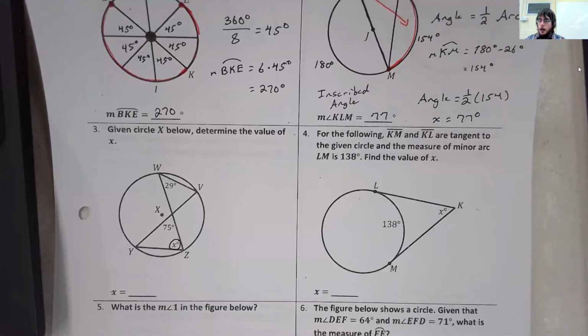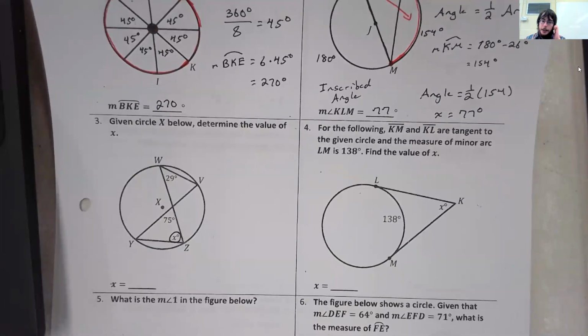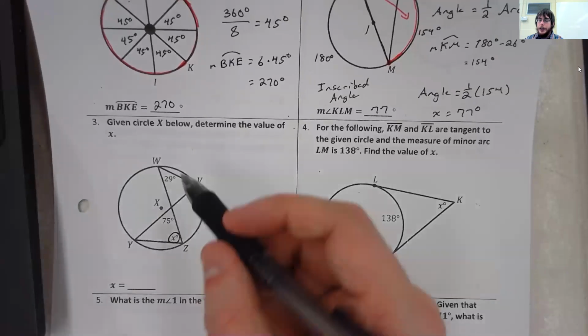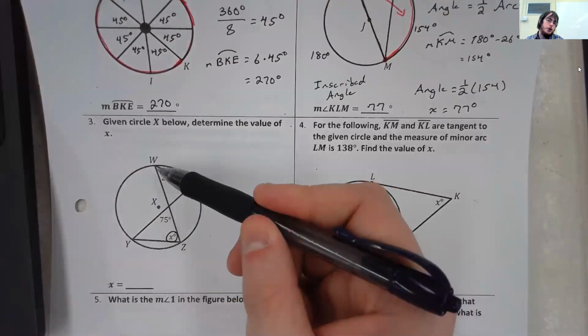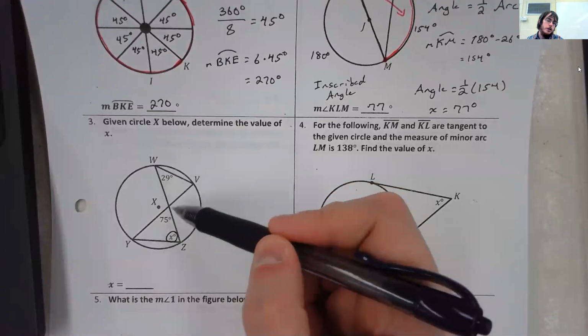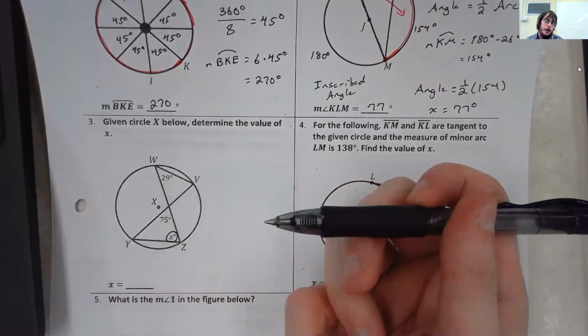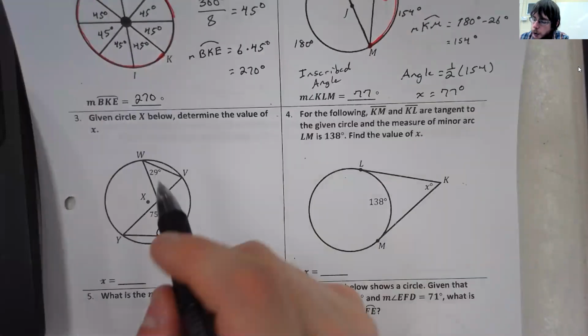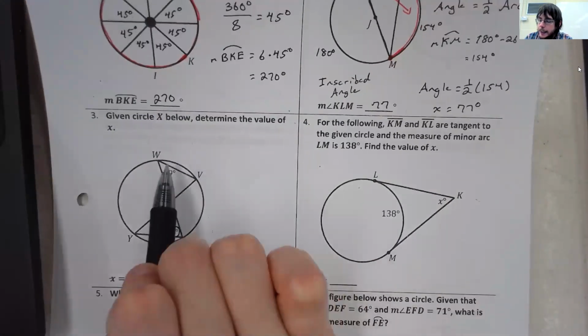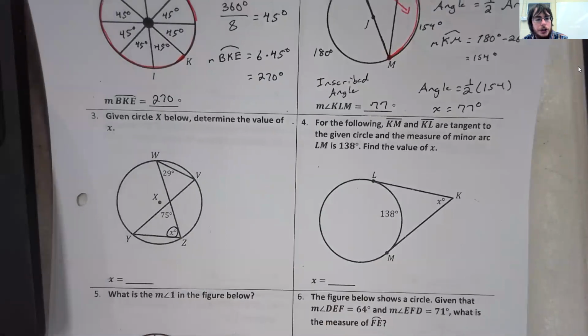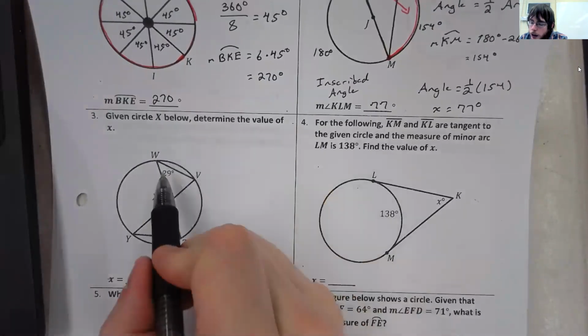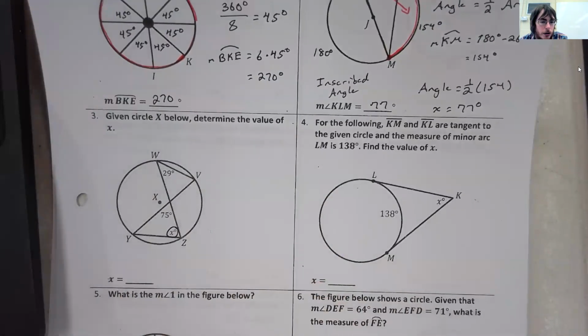So number 3, there's an important thing here that we notice, and that's that we have 2 triangles that share an intersection point. So they share that part there. Now, when you have this, you'll notice that Y, Z, W, and V are all on the circle, which means all of these angles are inscribed angles.